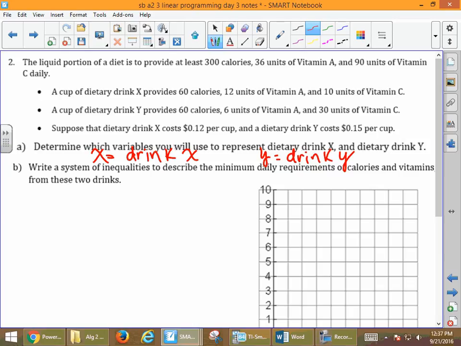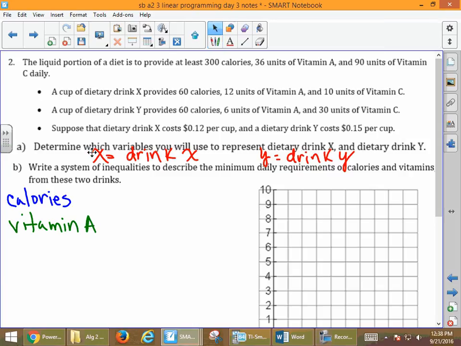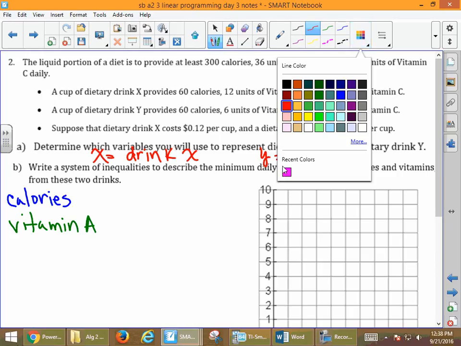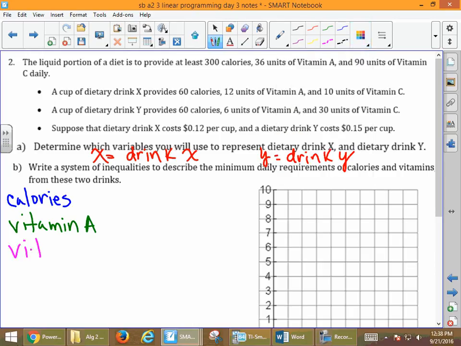Well, if you look at the directions here in Part B, it says, write a system of inequalities to describe the minimum daily requirements of calories and vitamins from these 2 drinks. So our 2 things going on are calories and vitamins. So we need to write a calories inequality. And then we need to write a vitamins inequality. But the thing is, we have vitamin A and vitamin C. So right away, we're going to be writing 3 inequalities.